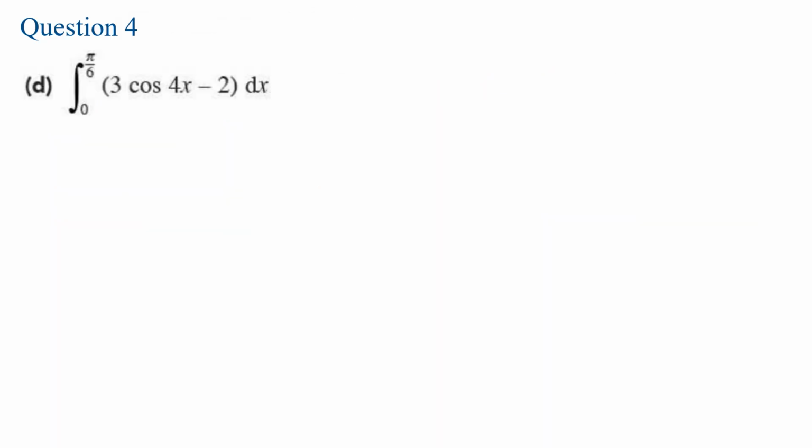Right, let's look at the next question. The next question involves trigonometric functions. Alright, so we're going to integrate 3 cos 4x minus 2. So integrate cos, you should get sine. So integrate cos 4x, you will get sine 4x. But you need to divide by differentiation of 4x, which is 4. So what you'll be getting will be 3 sine 4x over 4 minus 2x.